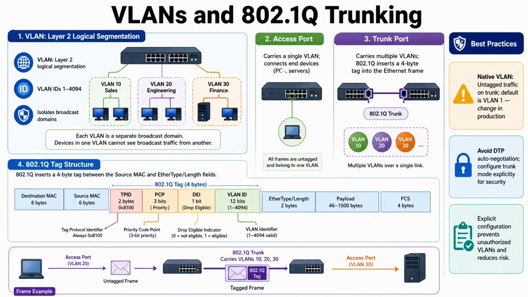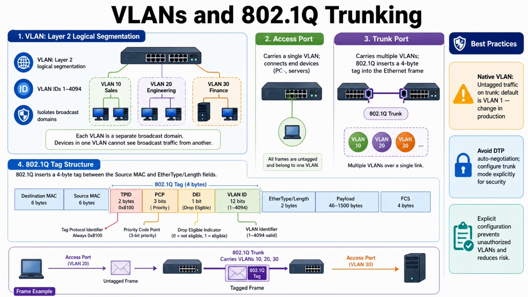That 802.1Q tag has exactly 4 fields you need to know. TPID, Tag Protocol Identifier, is always hex 8100, which signals to the receiving device that this is a tagged 802.1Q frame. PCP, priority code point, is 3 bits used for quality of service prioritization, which tells network devices which traffic to forward first when the link is congested.